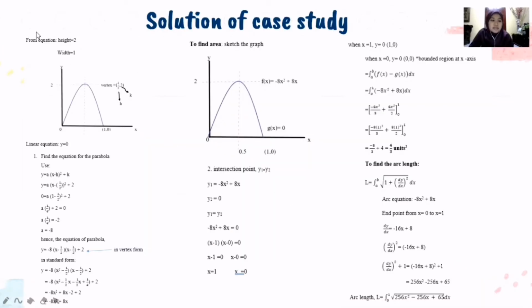So first, from the question that is given, the height is 2. For the part CY, the width is 1 for part CX horizontal. So the linear equation is y equals 0. Then we get its vertex. We label the x-coordinate of the vertex as h, and for the y-coordinate we label it as k.